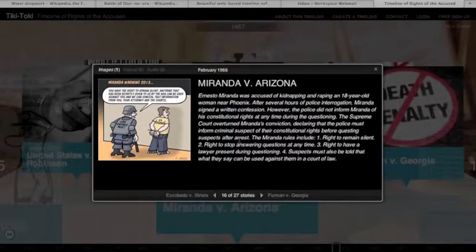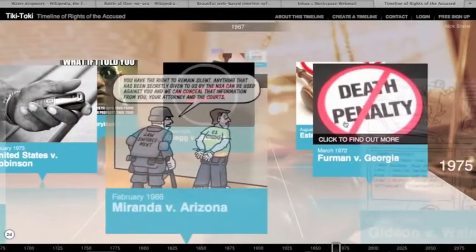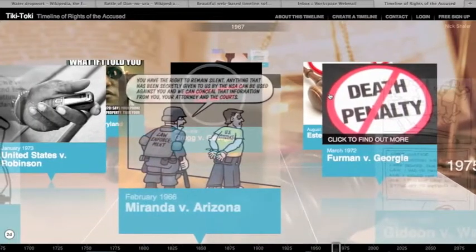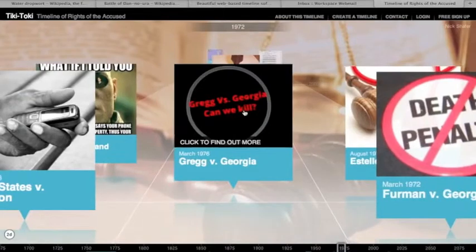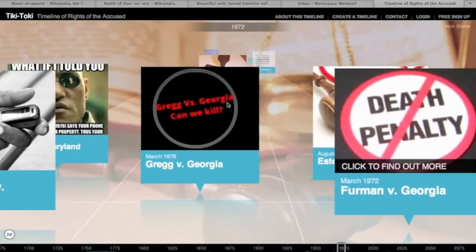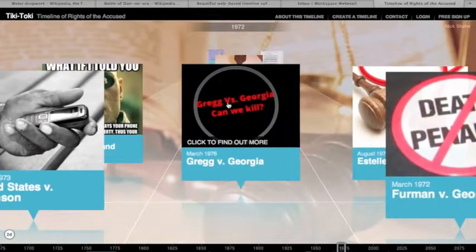And these are the Miranda rights. They include the famous ones like the right to remain silent, the right to stop answering questions at any time, the right to a lawyer, et cetera. So that's a very important case too. Furman v. Georgia put a moratorium on the death penalty in the United States via the Eighth Amendment protection from cruel and unusual punishment. Gregg v. Georgia overturned that and ruled that the death penalty could be used as the correct punishment for certain crimes.